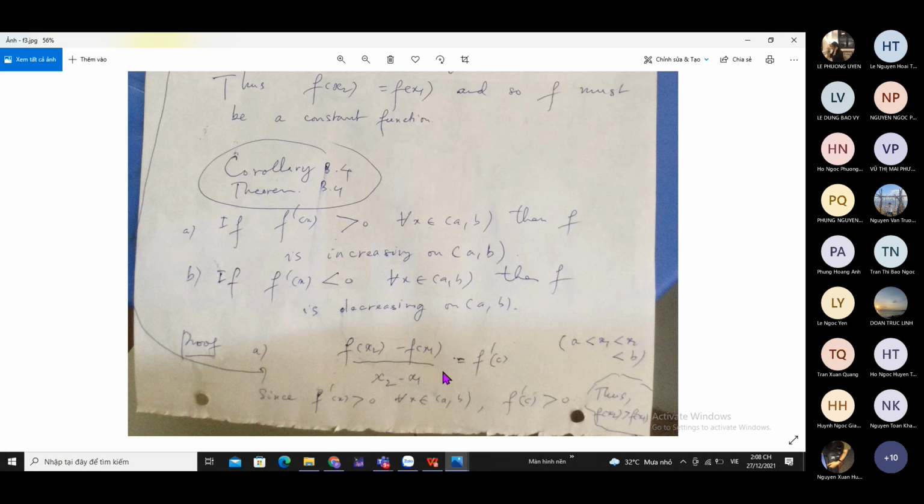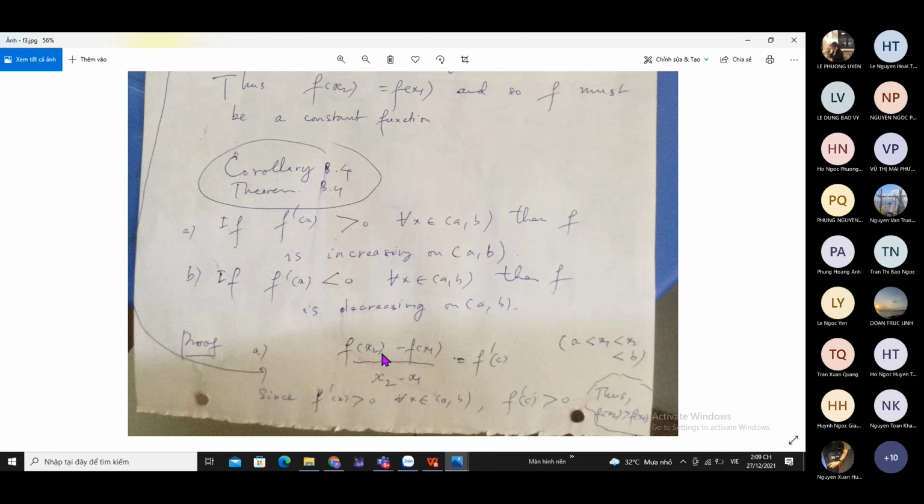Moreover, you have x2 minus x1 positive already. And that's why f of x2 minus f of x1 must be positive, because x2 is greater than x1. It means you have f of x2 greater than f of x1. So here, if x1 is less than x2, then f of x1 is less than f of x2. So the function f is increasing. You see here the proof follows directly from the mean value theorem.